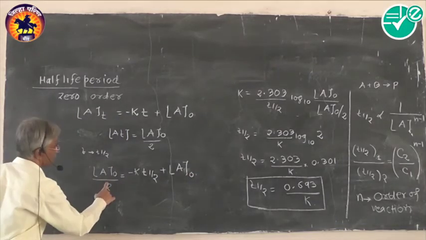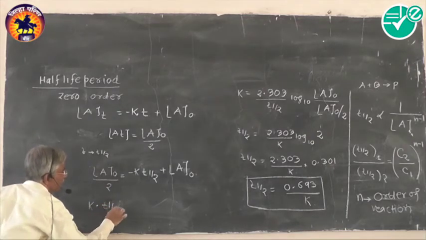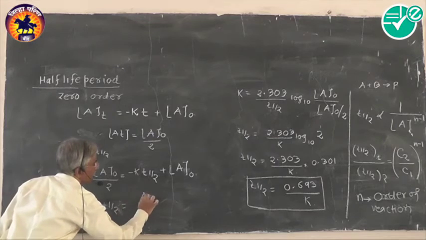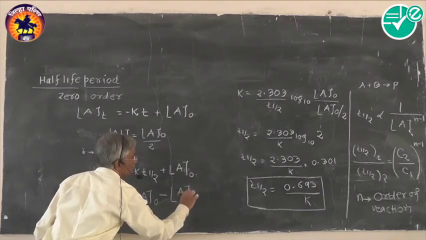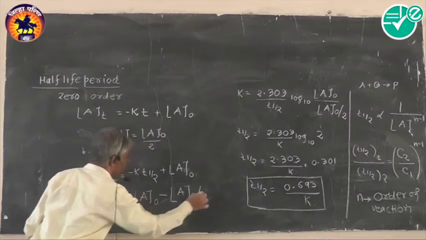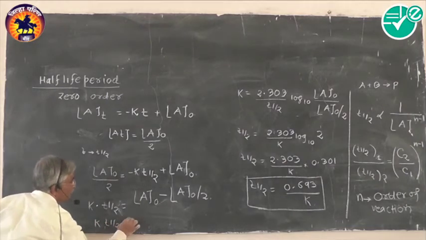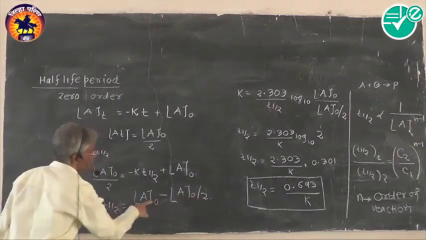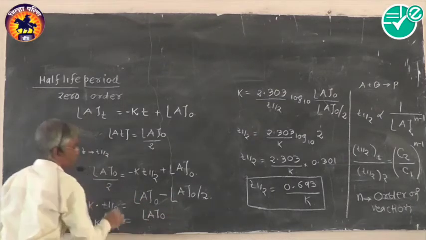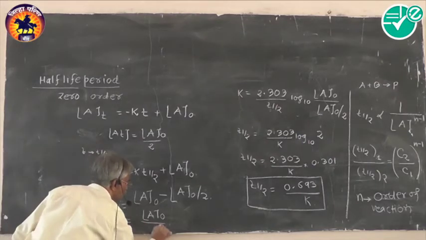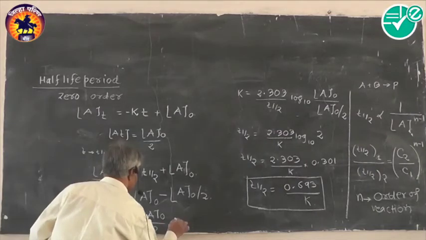Now I can take this to this side. k multiplied by t half will be equal to A0 minus A0 upon 2, and therefore k multiplied by t1/2 will be equal to, 2 will be multiplied here, you will be getting A0 upon 2, and after simplifying, writing t1/2 here, we can have an equation.